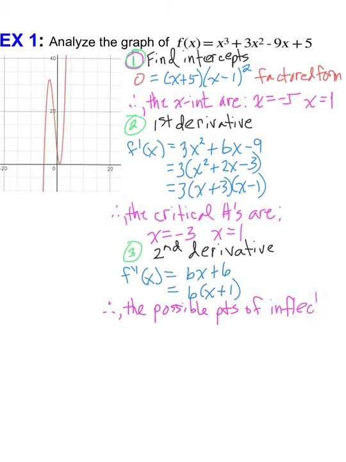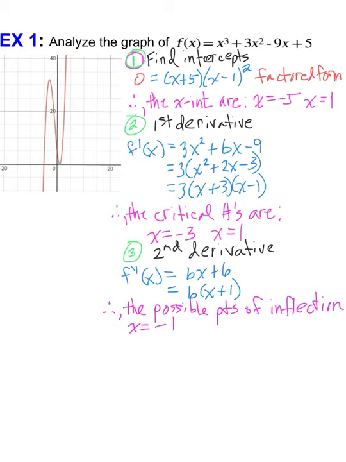Remember, a point of inflection is where a graph is going from concave downward to concave upward. It's changing from going down to going up. So for this one, we're only going to have one. So therefore, the possible point of inflection, setting x plus 1 equals 0, would be x equals -1.